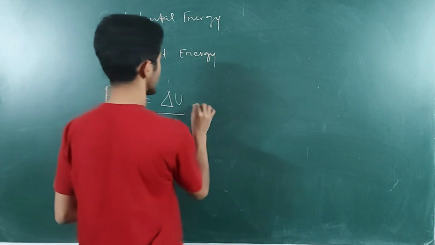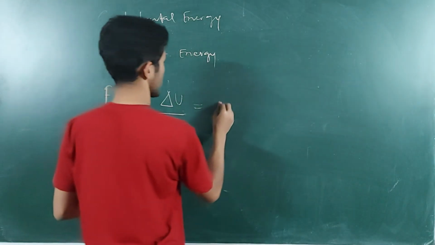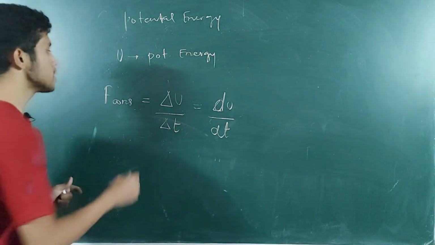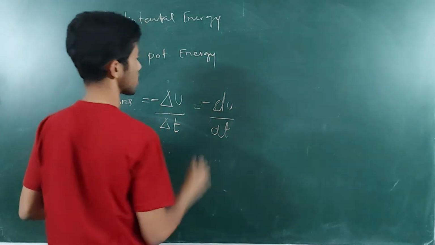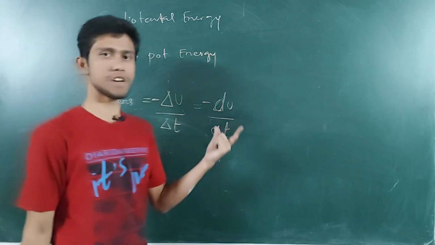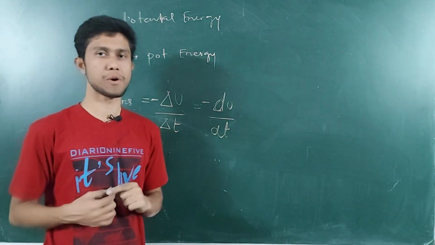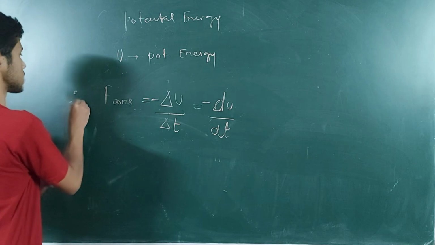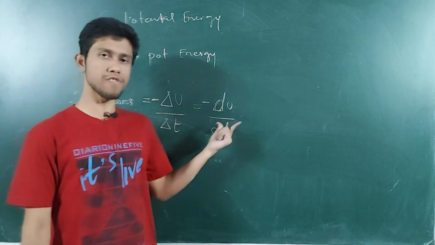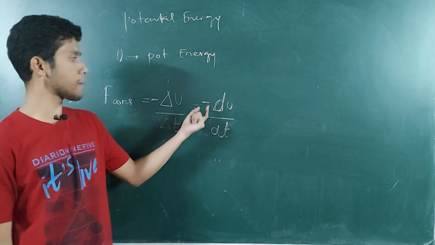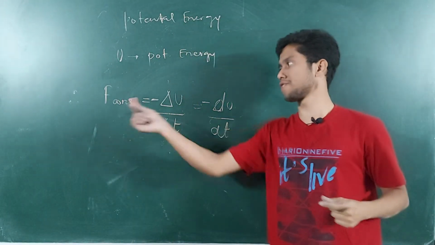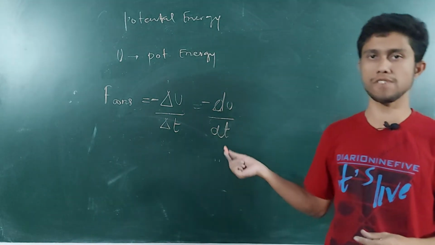So it can also be defined as minus dU by dt, but it's a very important point that there is a minus sign here. So I can say the conservative force is the rate of decline of potential energy. Are you understanding it? So what does this expression say? The conservative force in which there is a particle is equal to the rate of decline of potential energy. Why decline? Because there is a negative sign. So conservative force is equal to the rate of decline of potential energy.